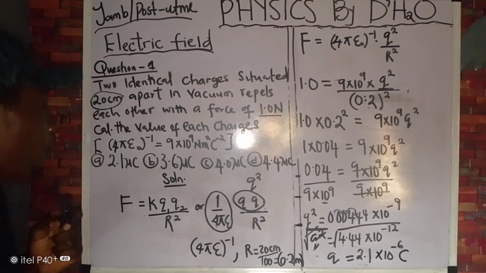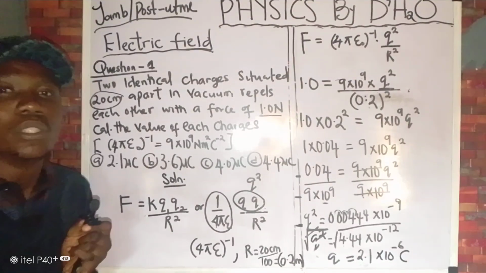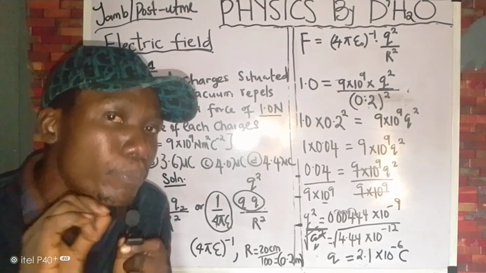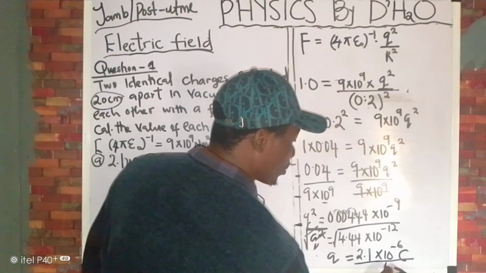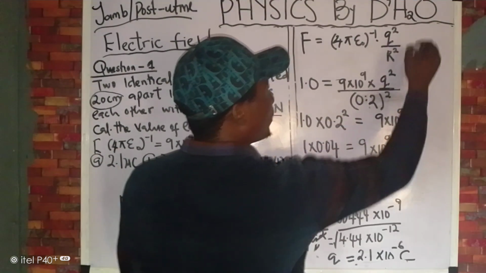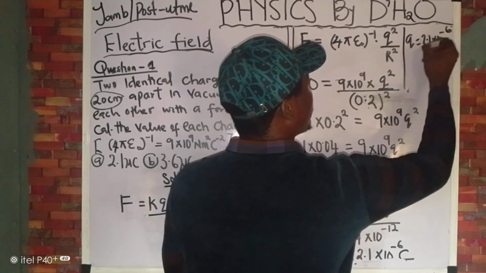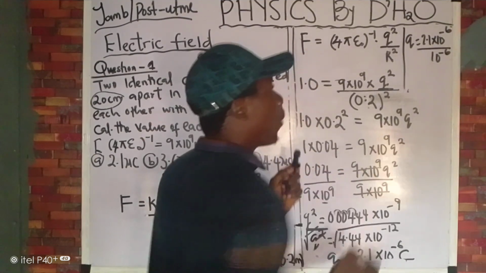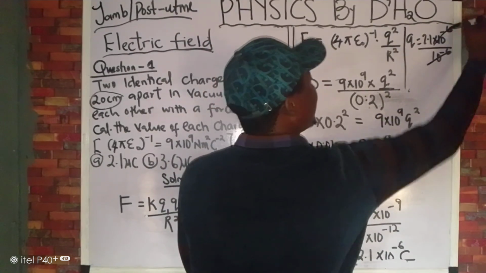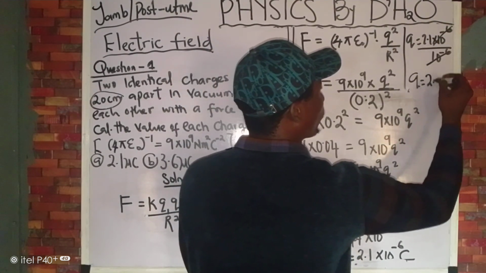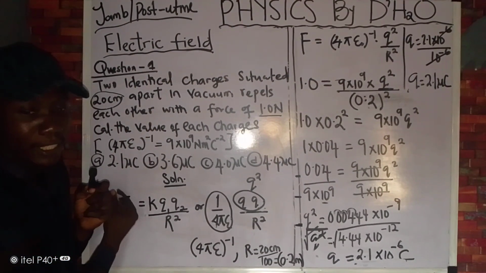This is the answer. But when you come back to the options, you see microcoulomb. It means that you have to divide your answer by 10 raised to the power of minus 6. So if you do that, you divide this by 10 raised to the power of minus 6. You have it this way. Watch this. Q becomes 2.1 times 10 raised to the power minus 6 all over 10 raised to the power of minus 6. Why am I dividing by 10 raised to the power minus 6? To reverse it back to microcoulomb. So this one cancels this. So you have Q is equal to 2.1 microcoulomb. Wow. So the answer is what now?